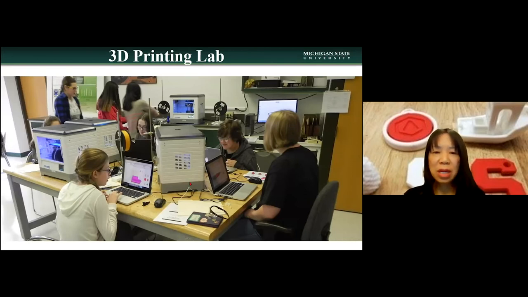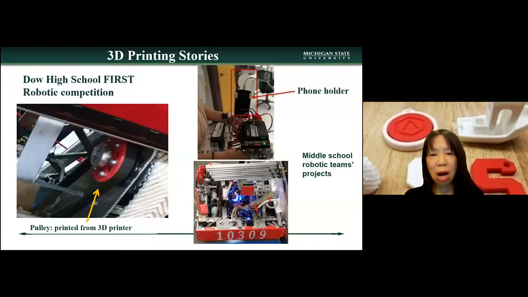I like to always start with some stories, and a story from ourselves. This is a robotics team competition at Dow High School. One team's pulley was broken, and we were able to print one for them. We brought our printer to the robotics competition. This is a middle school robotics team, and they see how much they're using the 3D printer in the robot. This student designed a phone holder for the robot.